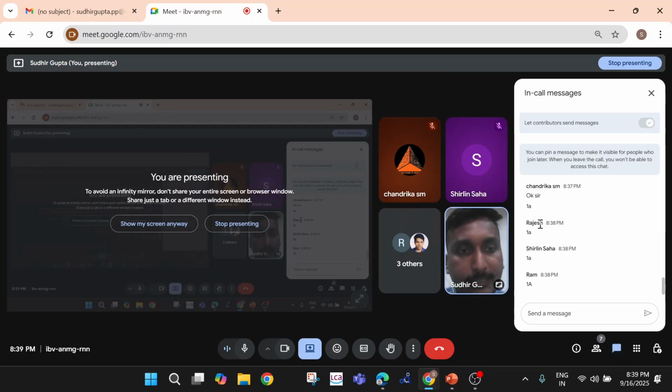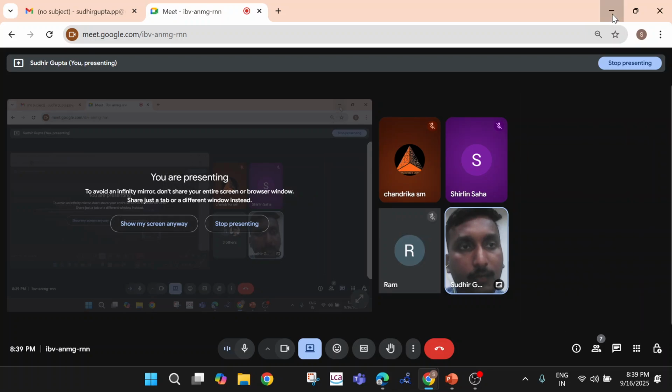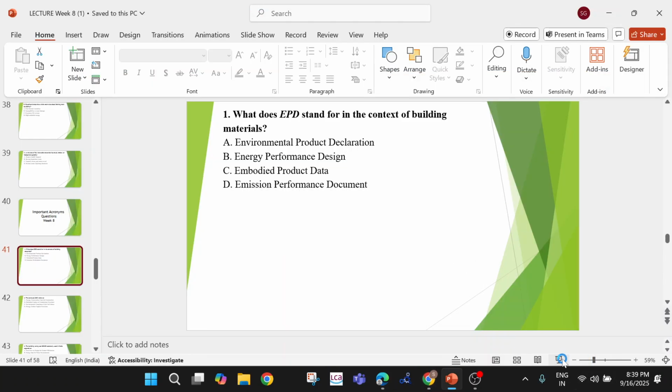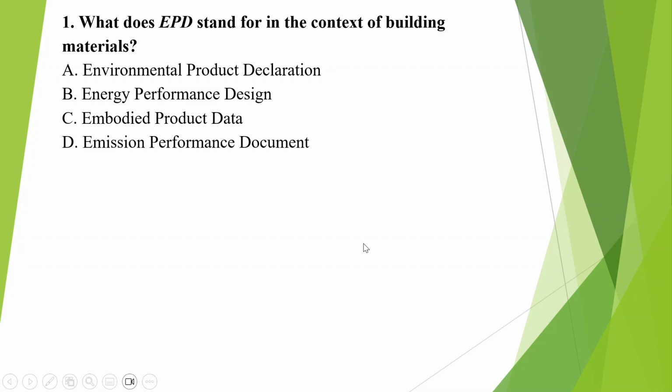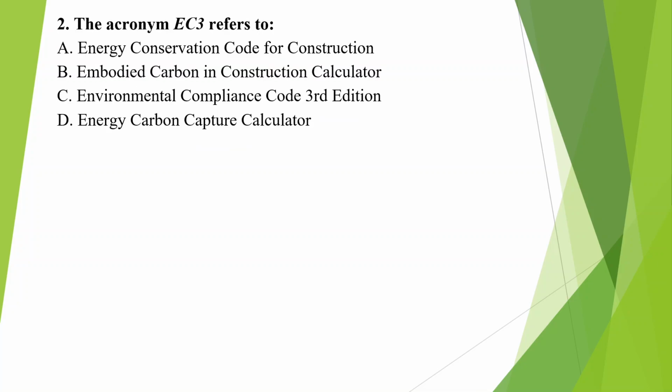1A. Chandrika is saying 1A. Everyone is saying 1A. So 1A, that is environmental product declaration, that we have already discussed, option A is the correct answer for this question, and the function and role of EPD we have also discussed in detail. Fine. So let's move to the second question then. This is a very important question.